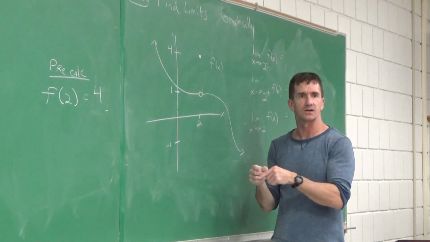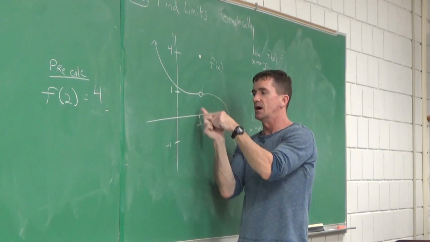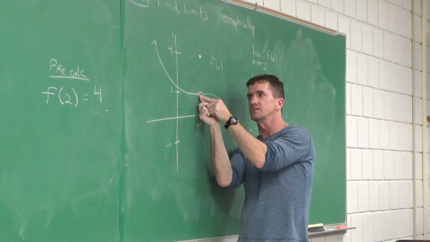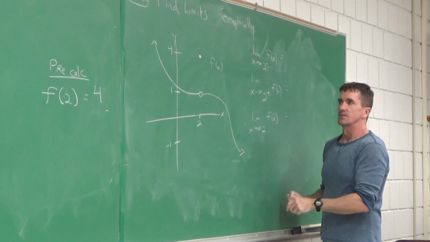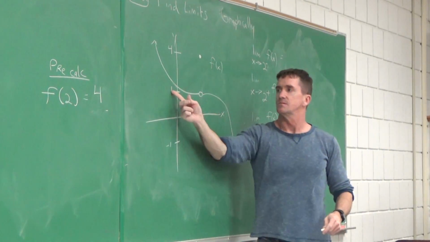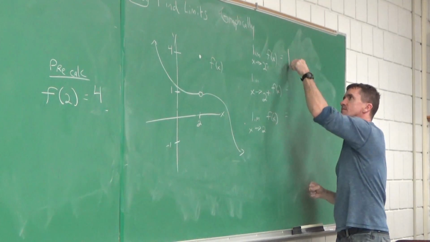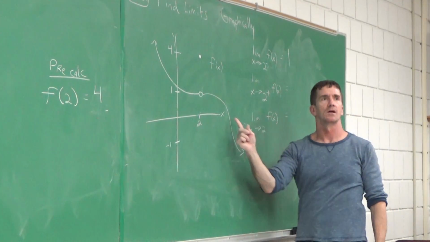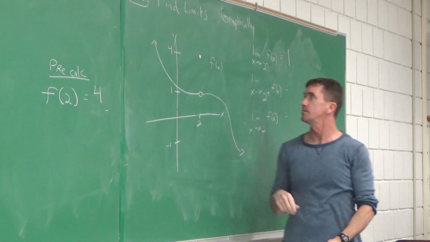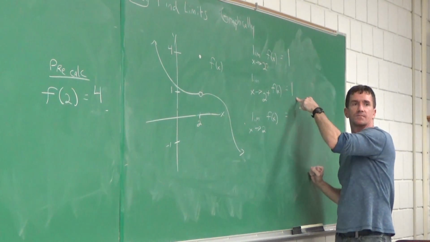You ready to do this? Get your eyes on that curve. Jump on the roller coaster. Approach 2 from the left side. What are you getting closer to? From the left, what are you getting closer to? 1. How about from the right? 1. These are the same.